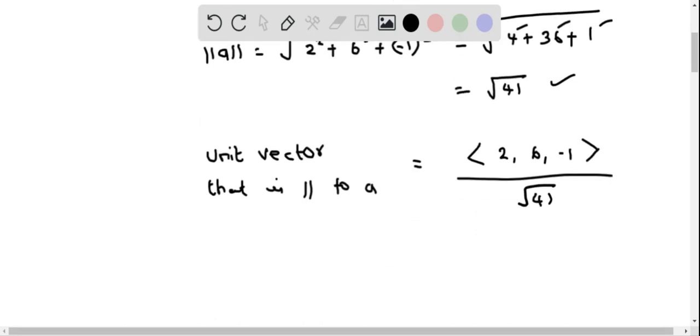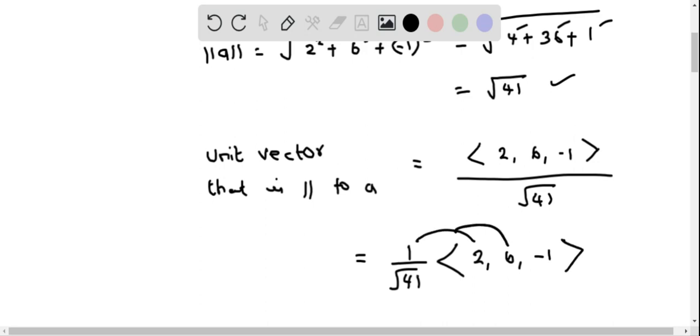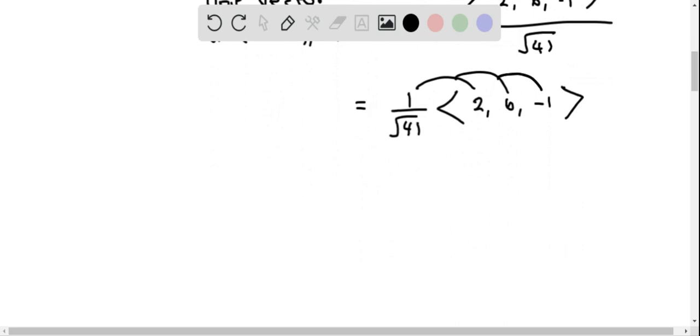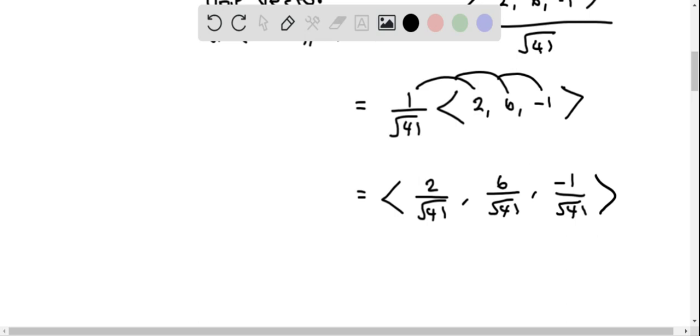So this can be written by multiplying 1 by root 41 into each of the corresponding components. First we write this as 1 by root 41, which is the scalar, times the vector 2, 6, negative 1. And then we distribute this into all the vector components. So we finally write this in vector form as 2 over root 41, comma, 6 over root 41, comma, negative 1 over root 41. And so this is the unit vector that is parallel to A vector.